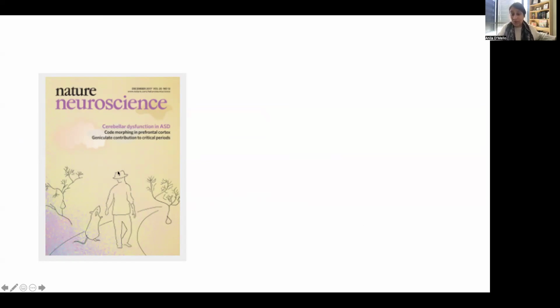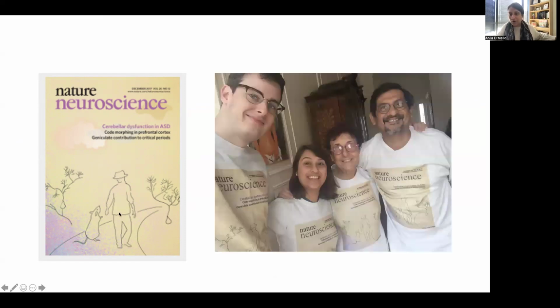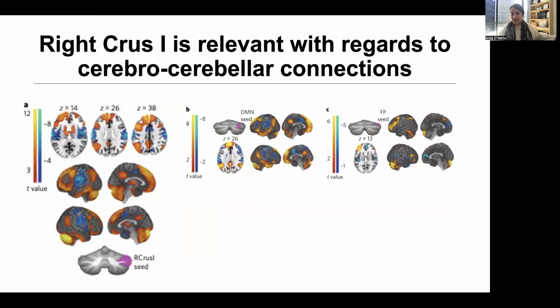I'll tell you a plug. We made the cover of this Nature Neuroscience. I drew this cover. My parents were so proud at the time that they made shirts. So we have matching shirts now of this cover. And so I'm happy to step through. Does anyone have any questions before we step through the paper just briefly? I think so. Let's go.